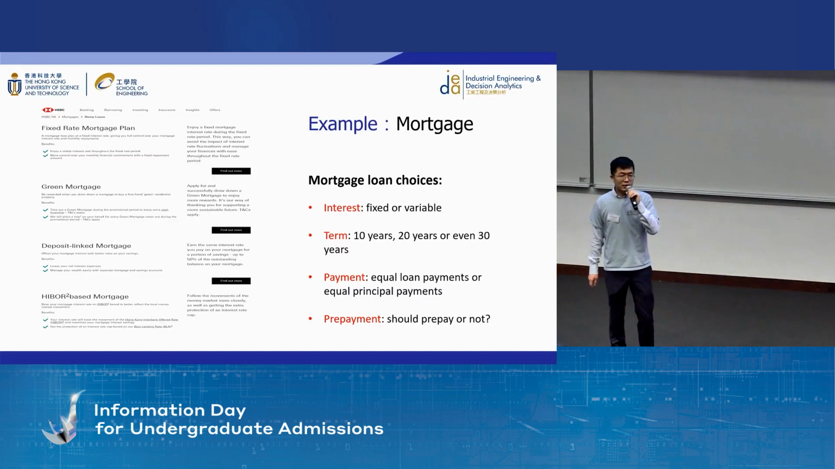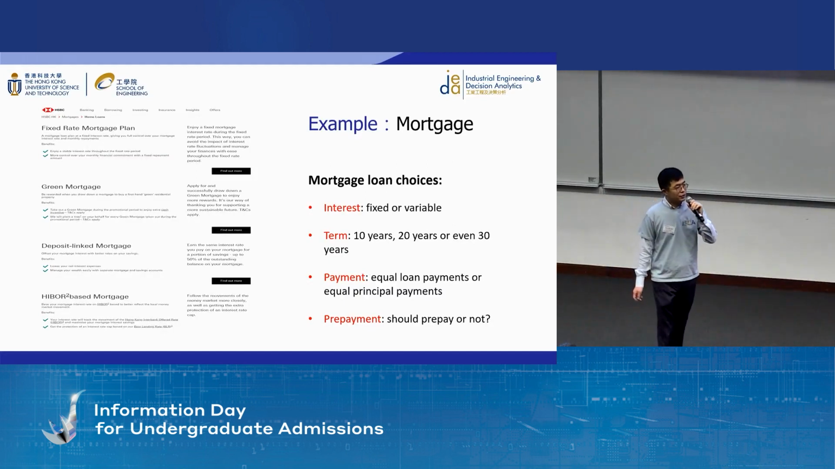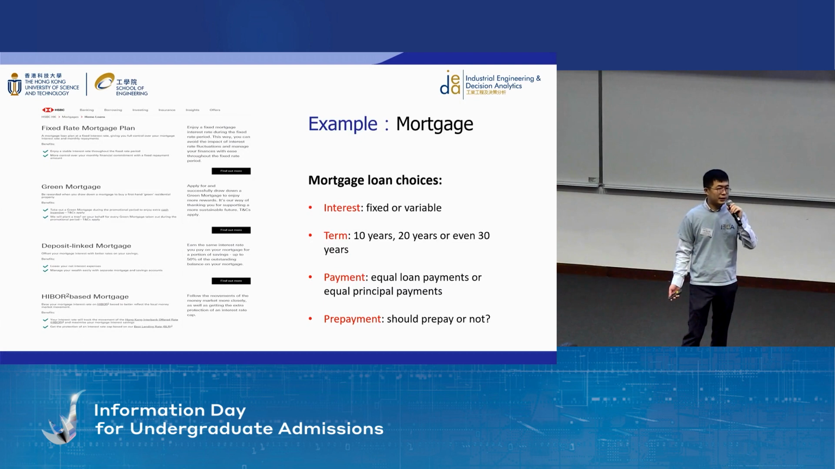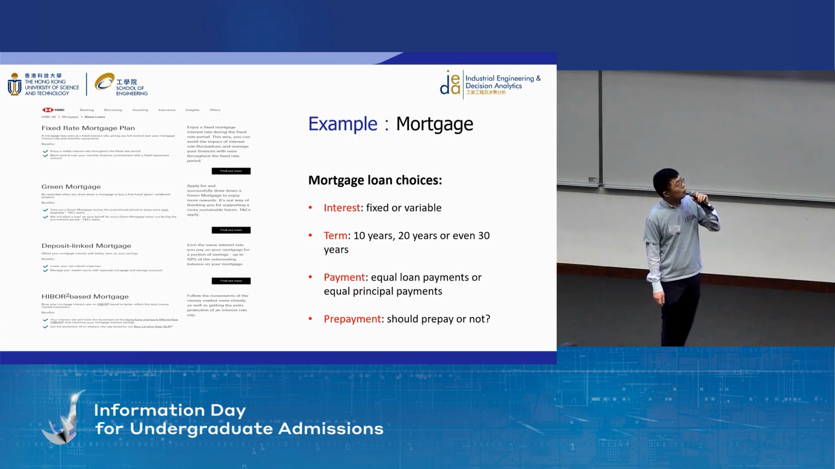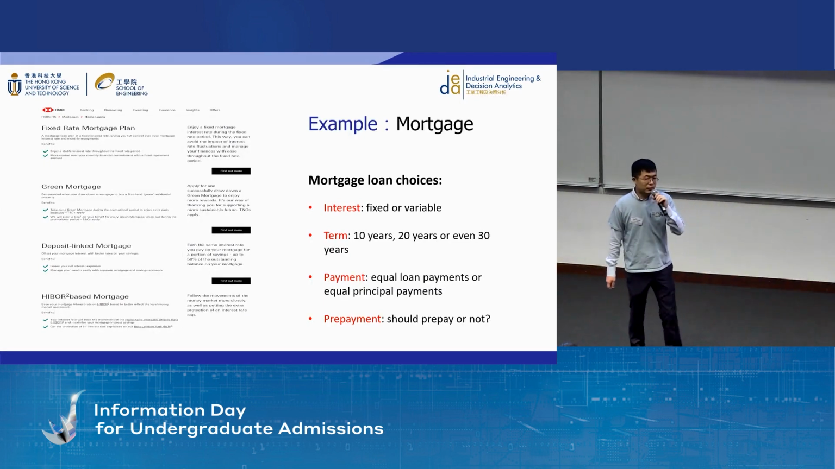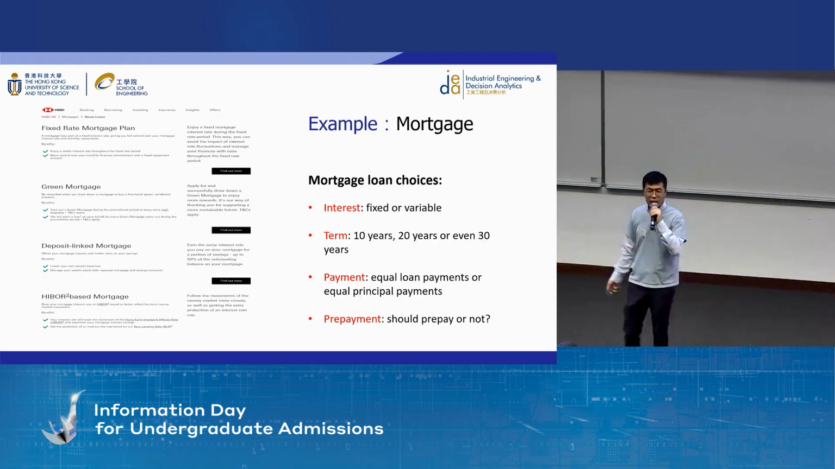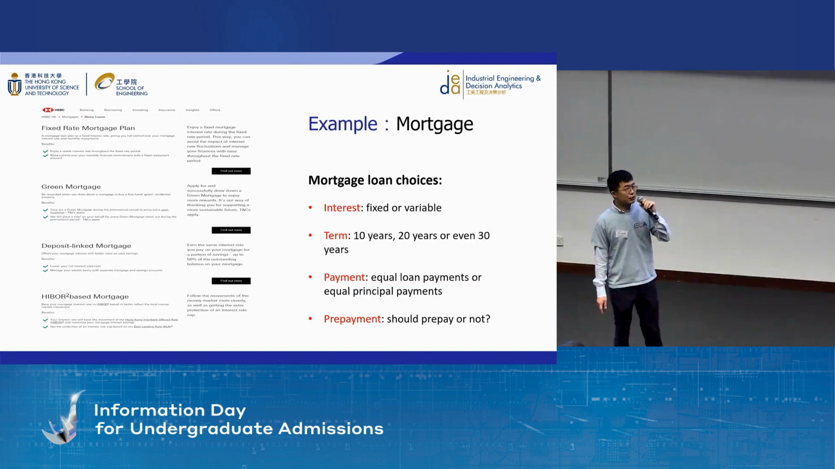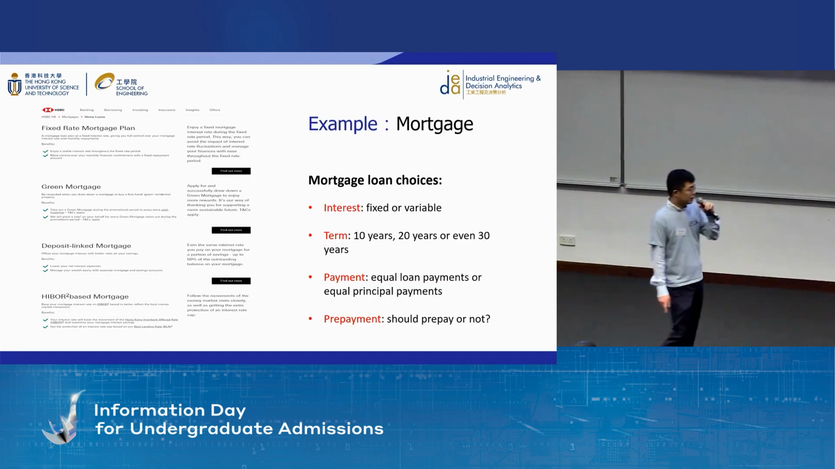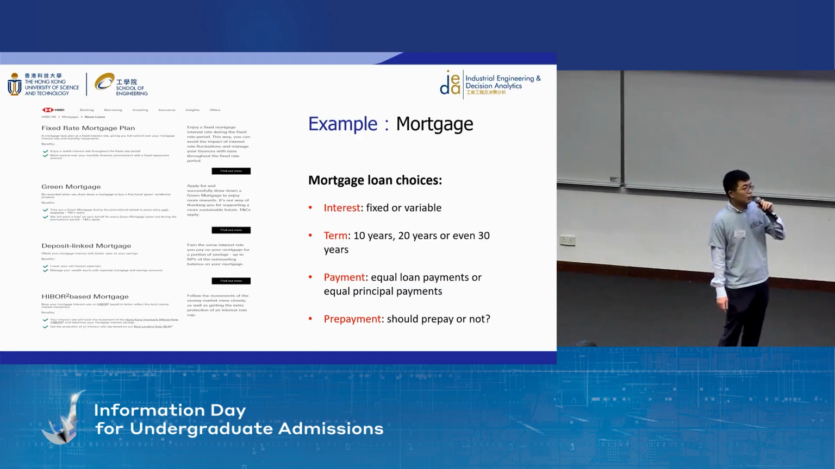Our next example will be mortgage. So suppose you are buying a house or buying a new car. You may want to take a mortgage loan from a bank. So there are different features in a mortgage. For example, there is an interest rate that you and the lending bank agree on.